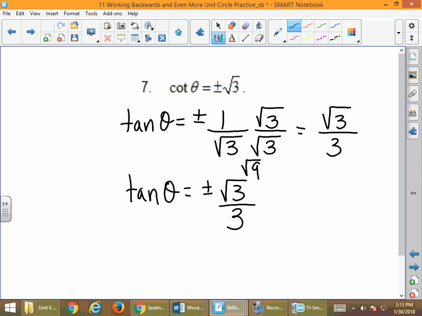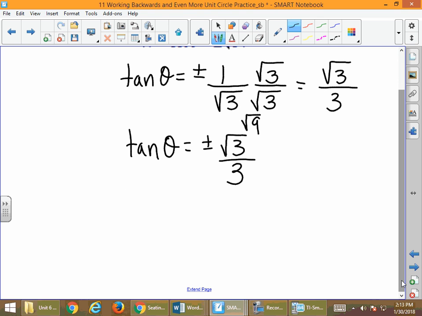What we want to know is what angle, let's start with the first quadrant angle, has a value of the square root of 3 over 3 when we're working with tangent. And once again, 3 plus 3 is 6. So pi over 6 is going to be one of our angles. But in this particular case, we're looking at all 4 quadrants, because it says positive the square root of 3 over 3, but it also says negative the square root of 3 over 3. So we need to find all of the values, so it's pi over 6.